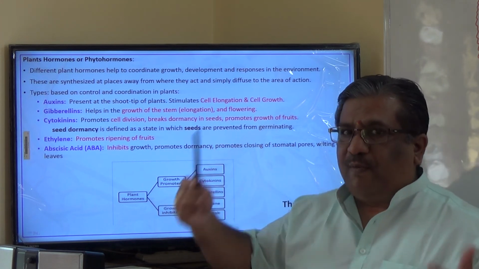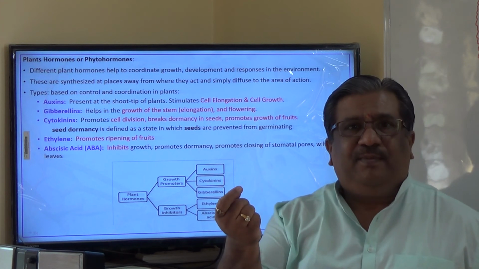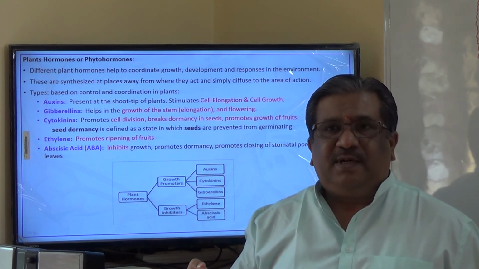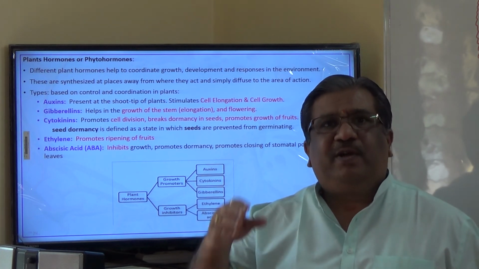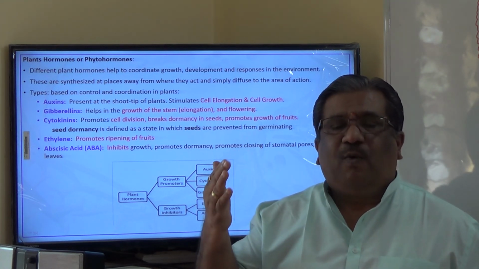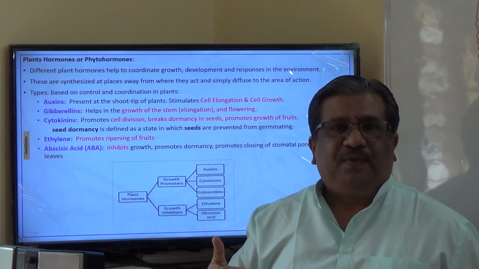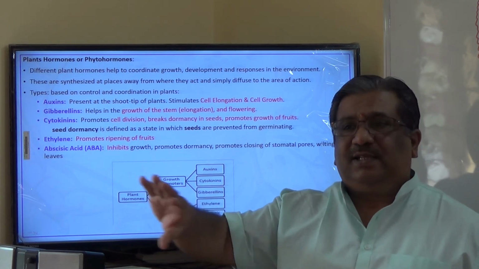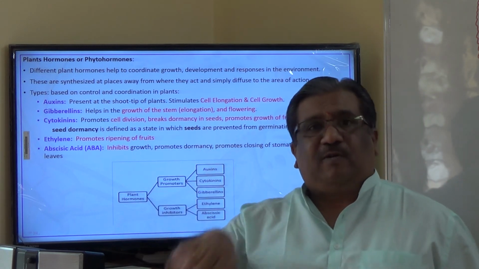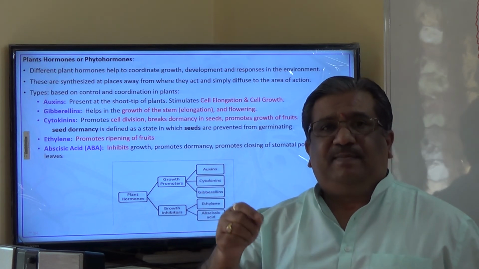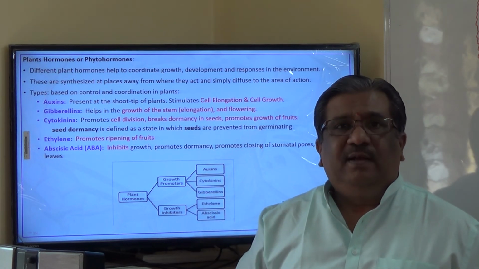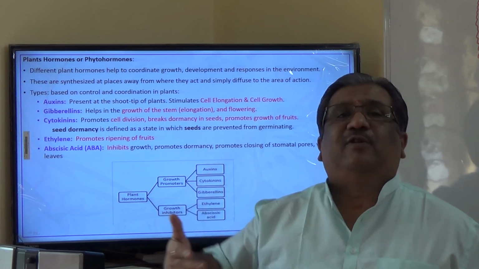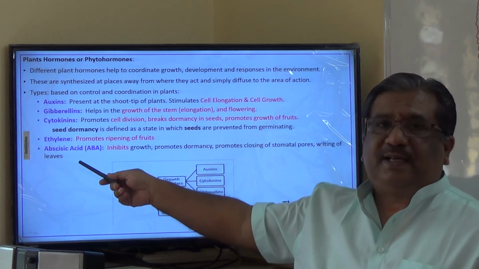So, who promotes it? At home you have wheat grains or dal, whatever items, grams are there, isn't it? Are they germinating when you keep them inside the bottle? Never, no. What is it that makes them stay dormant? Breaking of dormancy means it is able to germinate. But what is it that promotes the dormancy? Why are the grains kept in your house not sprouting? What is promoting dormancy is abscisic acid.